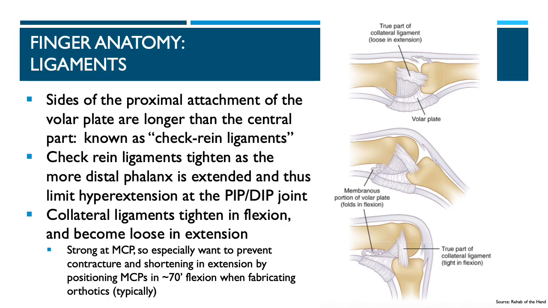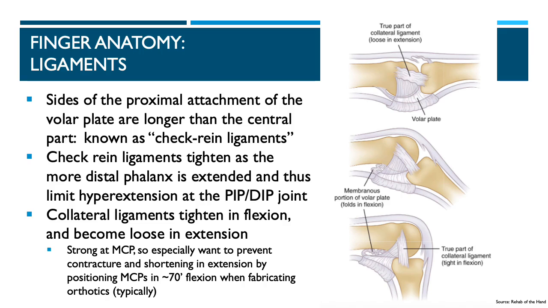Something else that's really important in each of the 3 joints of the fingers are the collateral ligaments. The collateral ligaments run on both the radial and ulnar side of each digit at each joint, and they tighten in flexion, and then they become loose in extension. I think this picture does a really nice job of showing how when it's extended, it's kind of loose and wavy. So they can cause contractures when they're extended. This is primarily true at the MCP.